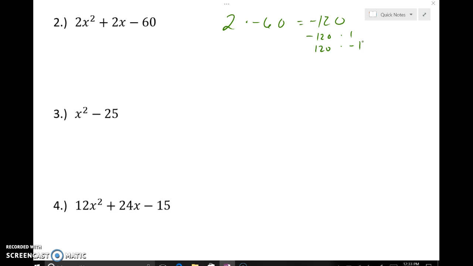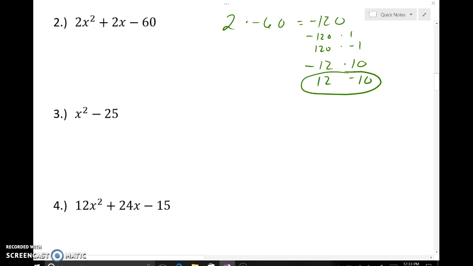Well, that probably means you need factors that are pretty close together that when you add them together, you end up with a small number. So you're thinking about factors that are close together. 60 and 2, no. 30 and 4, no. But gosh, what about negative 12 and 10 or even 12 and negative 10? Those are close together, and one of those, if I add them together, is positive 2. Sure enough, this pair right here.